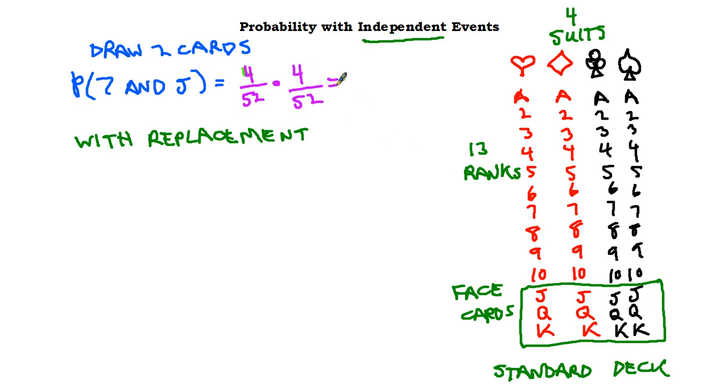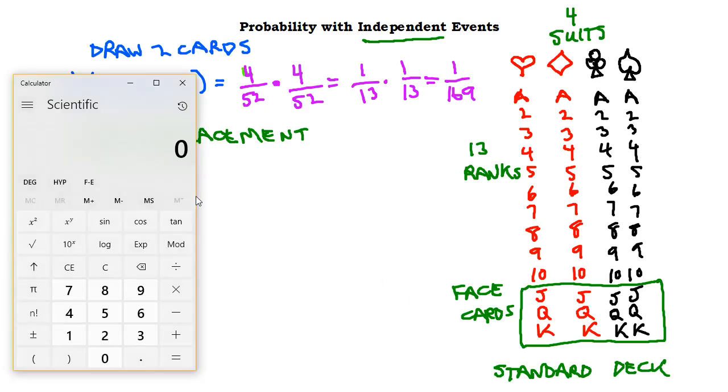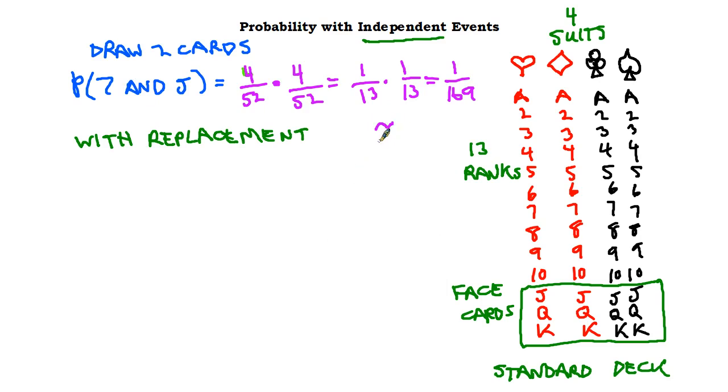So let's continue. These can now be reduced. 4 over 52 is the same as 1 over 13 and 1 over 13. When we multiply those together, we get 1 over 169. I'll remind you that we can write probability as a fraction, or as a decimal, or as a percent. So let's try that. We'll take 1 and divide by 169. Equals. It looks like it's about 0.006, or 0.6%. So we can rewrite this as approximately 0.006, which is also the same as 0.6%. And on a test, you might have to write out the probability in one of these three ways.